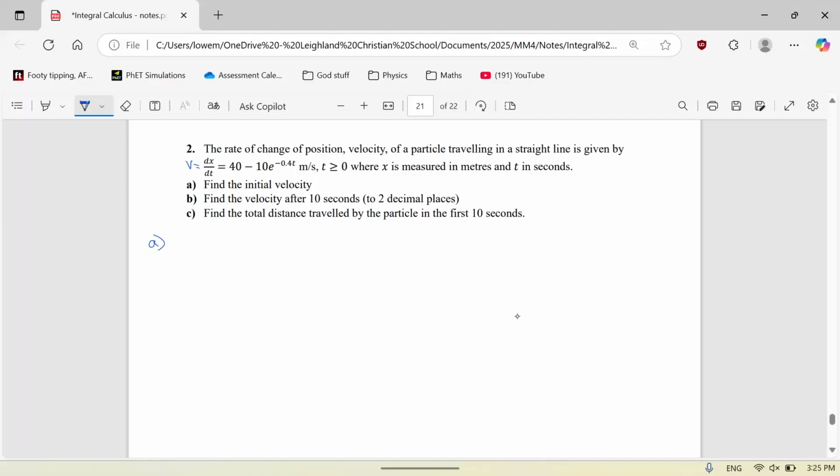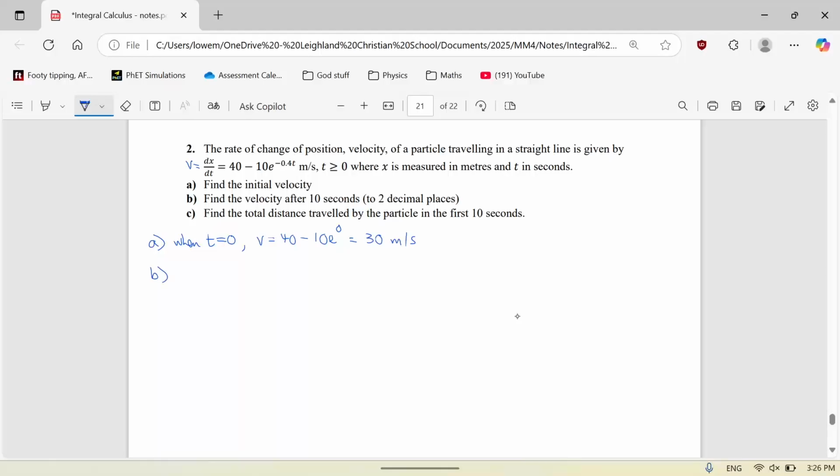A, initial velocity when t equals 0. V must be equal to 40 minus 10e to the 0, because negative 0.4 times 0 will be 0. So that means our velocity is going to be 40 minus 10 times e to the power of 0. That becomes 10 times 1, which is 10, so that gives us 30 metres per second.